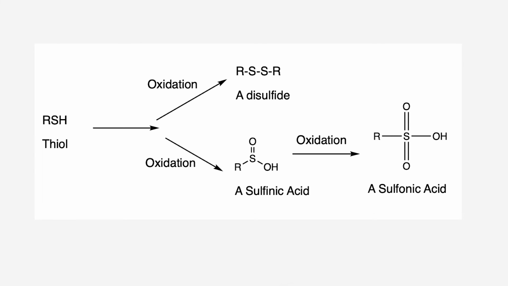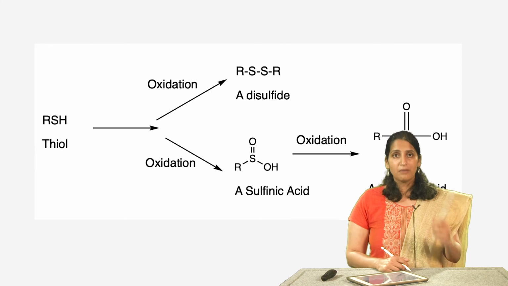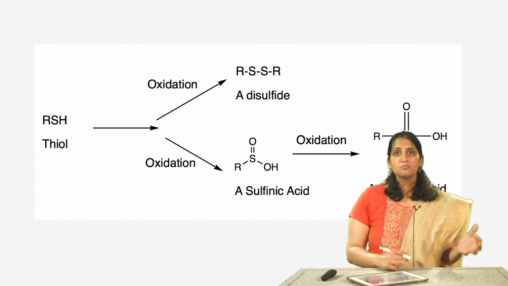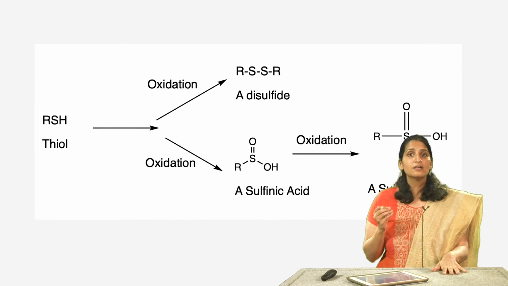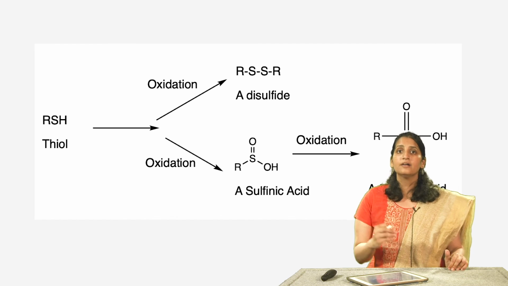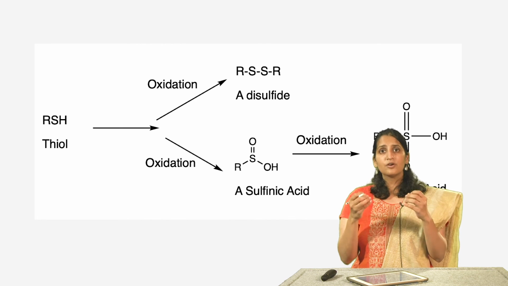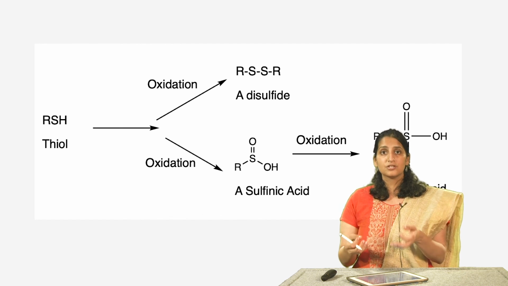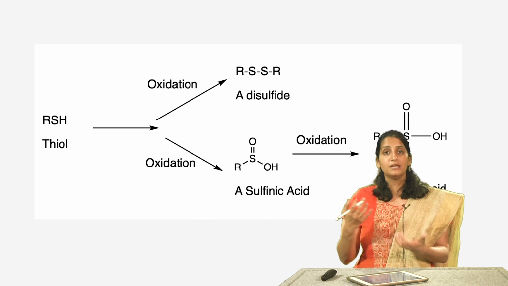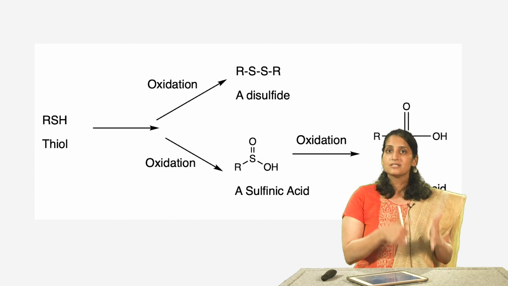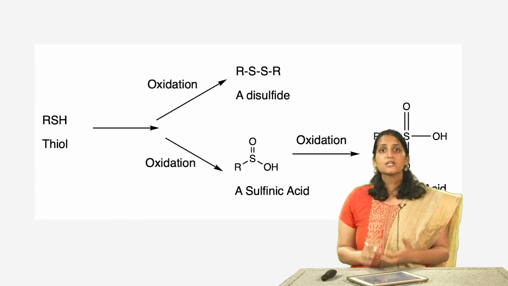Out of these, the most common oxidation-reduction reaction of sulfur compounds in biological systems is the interconversion between a thiol and a disulfide. In fact, molecular oxygen can convert a thiol to a disulfide under biological conditions, and the disulfide bond is one of the more important structural features responsible for stabilizing the tertiary structure of many proteins, and thus this reaction of a thiol getting converted to a disulfide bond is of biological importance.